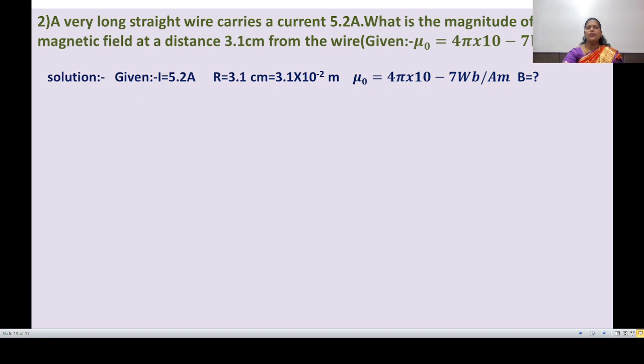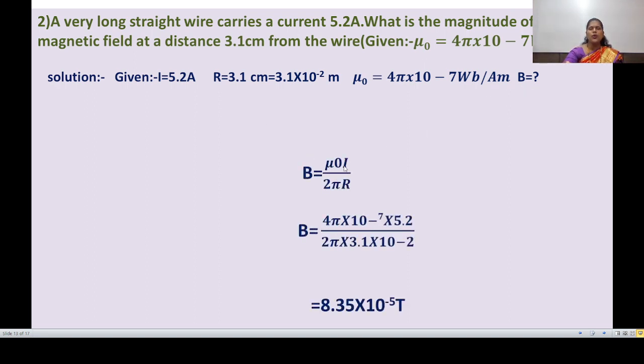Mu 0's value is given. We have to find the value of the magnetic field. We will see the formula: B is equal to mu 0 I upon 2 pi R. The same formula is used here; in the last example also we used this formula. Now also we are going to use the same formula, B is equal to mu 0 I upon 2 pi R. Substituting all the values of mu 0, I and R and solving this problem, we get the last answer, 8.35 into 10 raised to minus 5 Tesla. Next example is here.